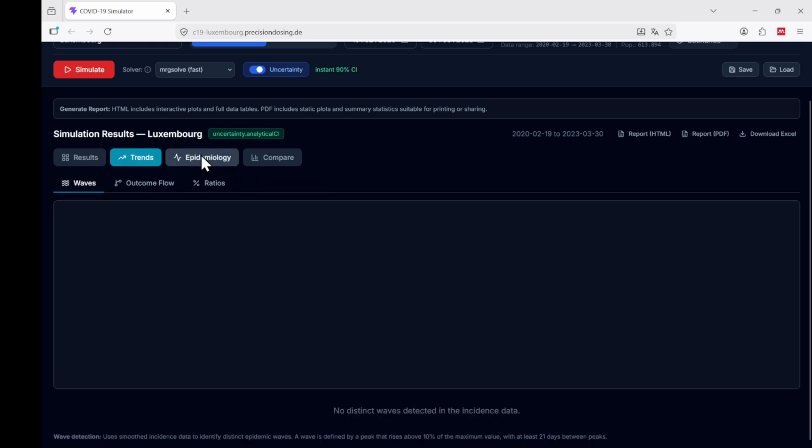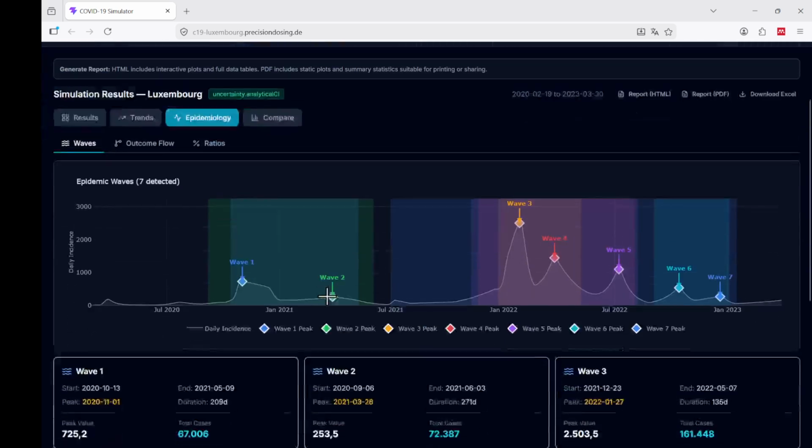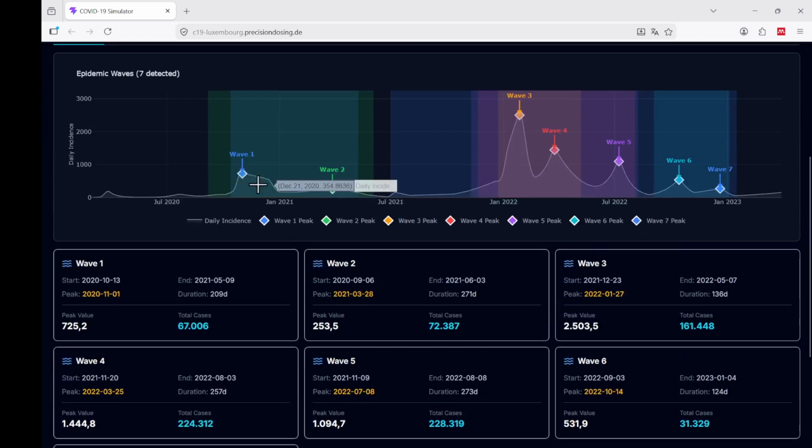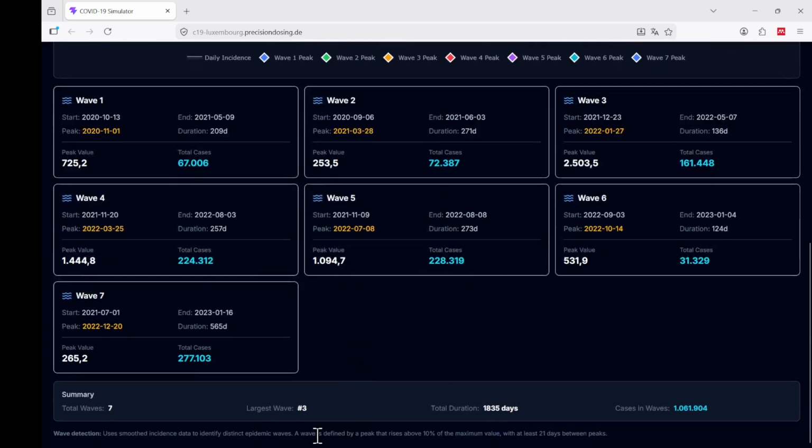In the section Epidemiology, you first have a wave detector, which uses smoothed incidence data to identify distinct epidemic waves. A wave is defined by a peak that rises above 10% of the maximum value with at least 21 days between peaks.